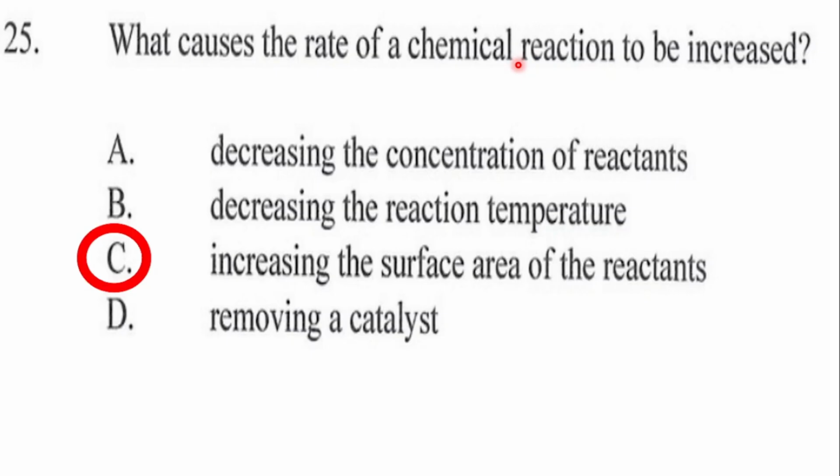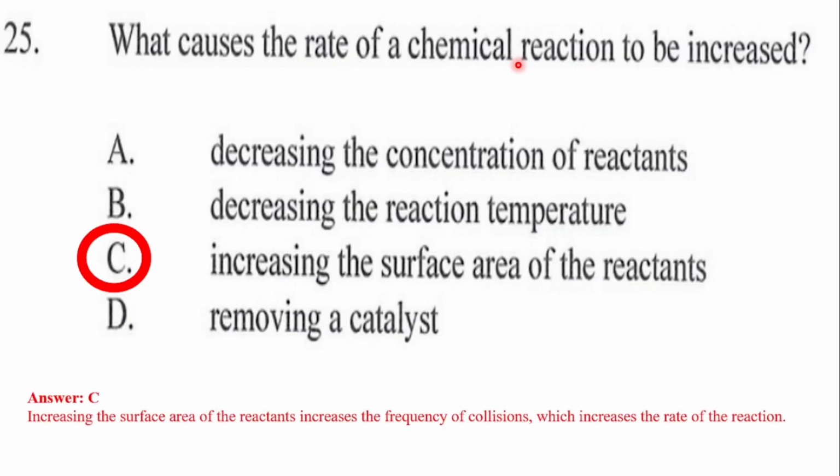The correct answer is definitely going to be C, increasing the surface area of the reactants, because increasing the surface area of the reactants increases the frequency of collisions. So we have more collisions happening more frequently, which increases the rate, or how fast the reaction takes place. So the correct answer is definitely going to be C.